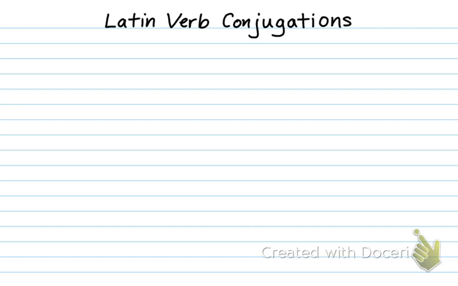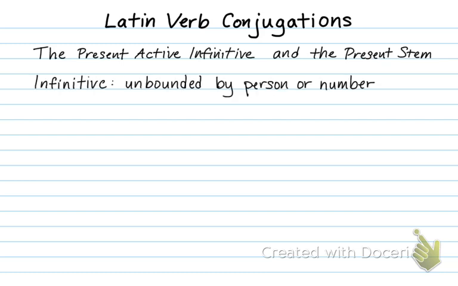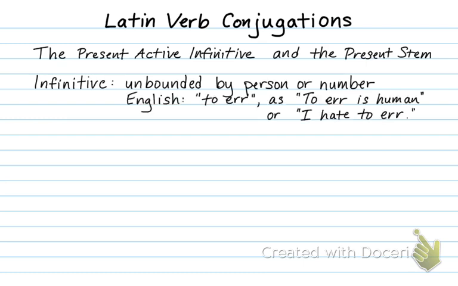Now let's do that to some specific verbs. To make our verb formations, first we have to learn the infinitive of each verb so that we can find the verb stem and then use the verb stem to add the endings and get the verb we want. Infinitive means that it's unbounded by person or number. So instead of I err, the infinitive is to err, as in the sentence to err is human, or I hate to err.